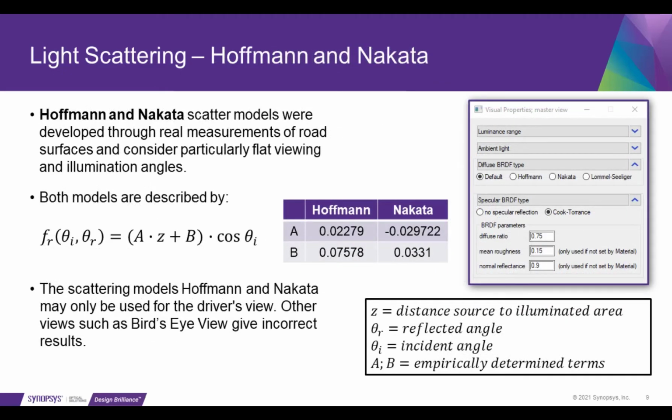The Hoffmann and Nakata scatter models were developed by the measurement of road surfaces and consider particularly flat viewing and illumination angles. The scattering models Hoffmann and Nakata may only be used for the driver's view. Other views such as bird's eye view give incorrect results.